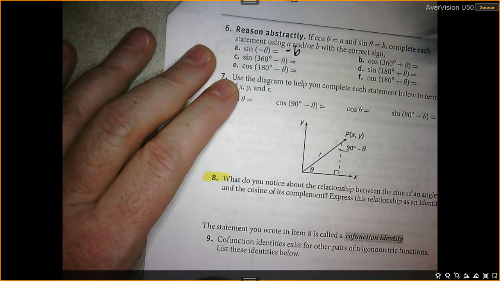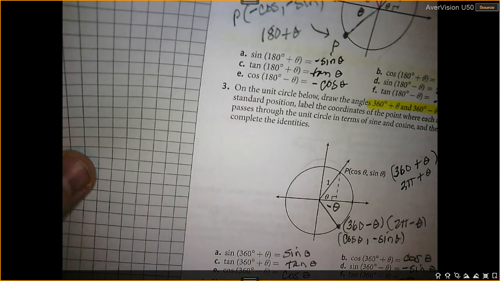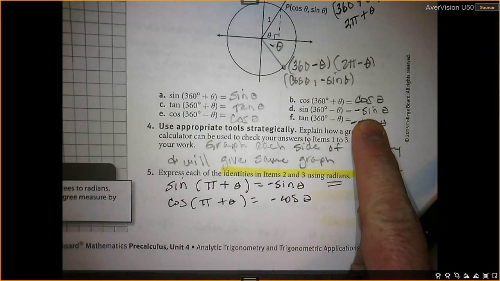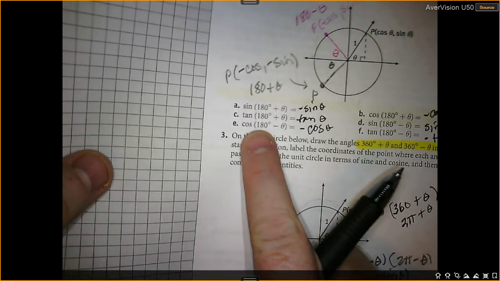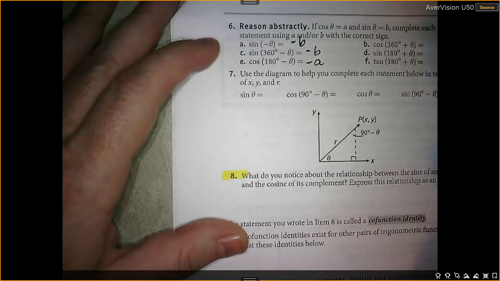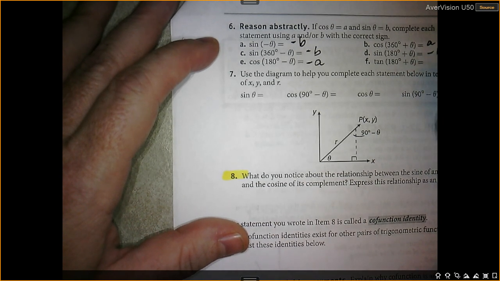We'll just do a few more. Sine of 360 minus theta, what was sine of 360 minus theta? Sine of 360 minus theta was negative sine. So that would also be negative B. Cosine of 180 minus theta. Cosine of 180 minus theta was negative cosine. So if cosine equaled A, it was negative A. So that's the pattern. So I'll give you the answers for these, and you can go on your own and check them out.